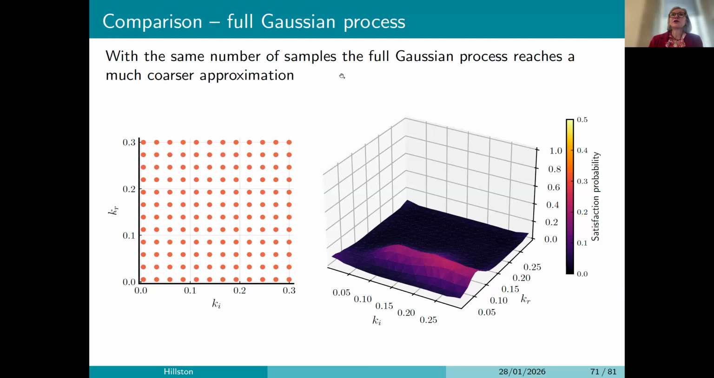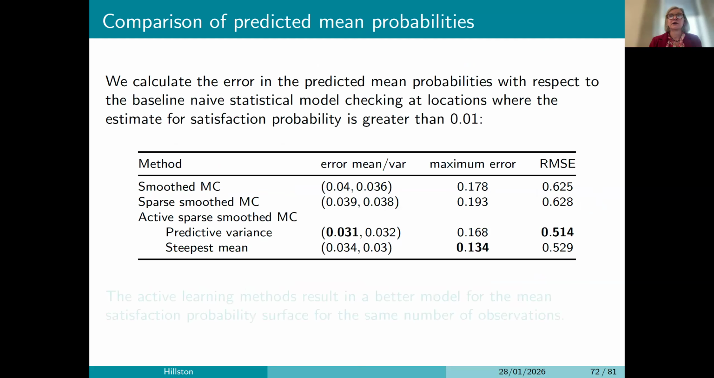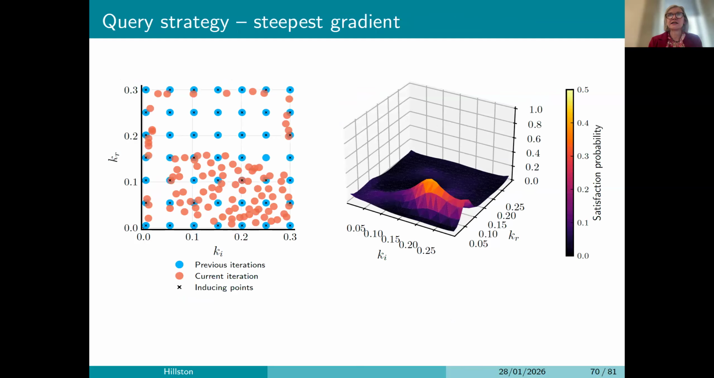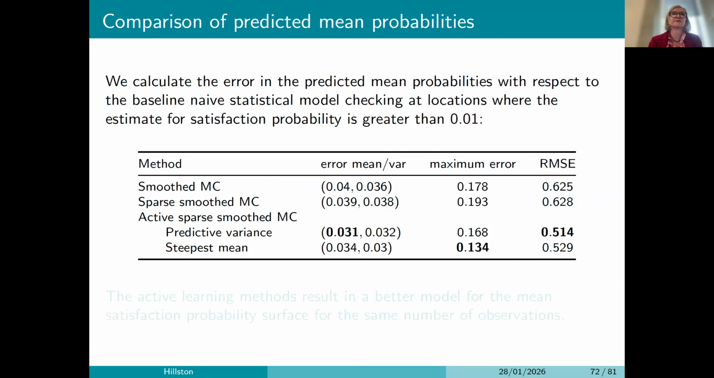So if we take the same number of samples from a full Gaussian process, we get a much coarser approximation of this surface. So this is using the same number of samples as we had with the previous ones. If I just go back, you can see that these are much more defined for the same number of samples.